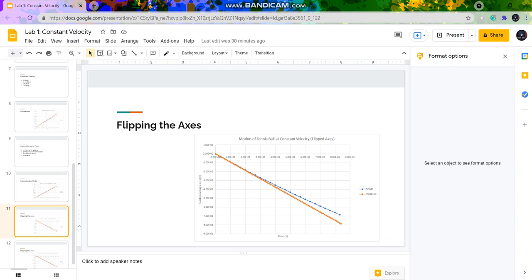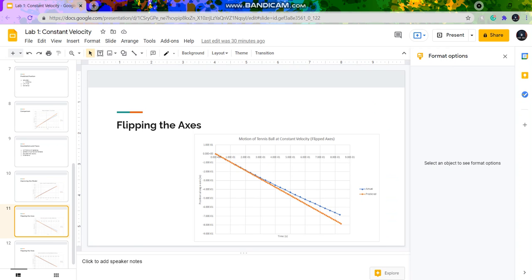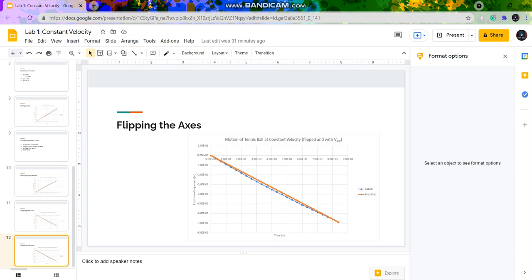Alright, now what would happen if we flipped the x-axis on Tracker? Right now, we have the positive x-axis pointing to the right. What if we switched it so that the negative x-axis points to the right? Well, then the ball will be moving towards the negative x direction instead of positive, and thus the graph will be flipped over the x-axis, or reflected over the x-axis, and it would trend downwards instead of upwards. This is the same principle applied to average velocity, and it still trends downwards.